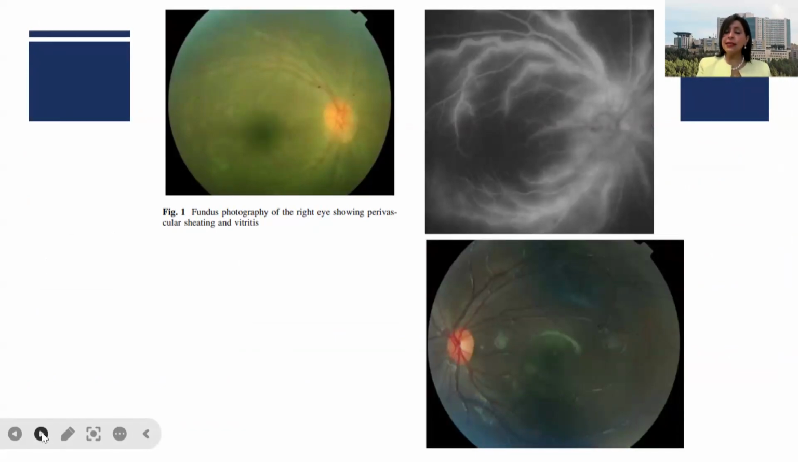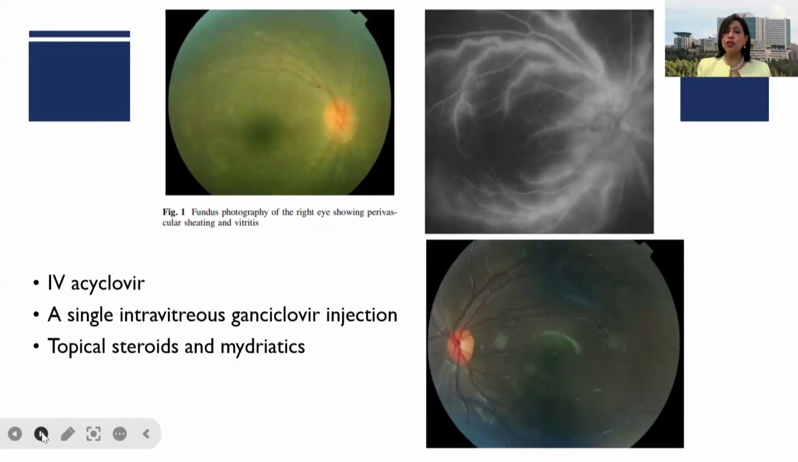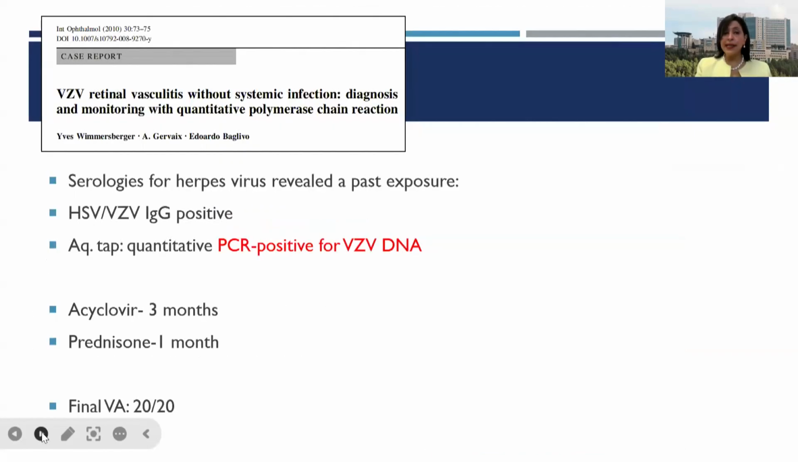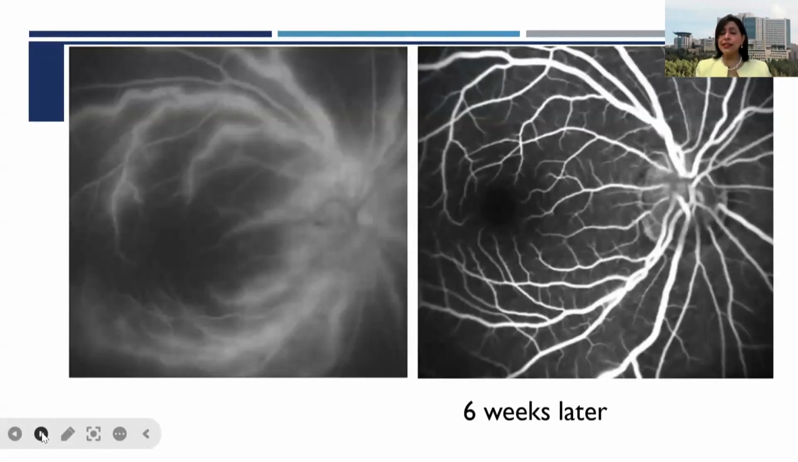So the girl was empirically treated with intravenous acyclovir and 1 intravitreal ganciclovir injection. Serological tests showed positive HSV and VZV IgG, and the diagnosis was confirmed by aqueous tap showing positive VZV DNA. So the girl was treated with a combination of acyclovir and prednisone, and the vision eventually recovered. And as you see, the fluorescein angiogram 6 weeks later also shows complete resolution of the retinal periphlebitis.